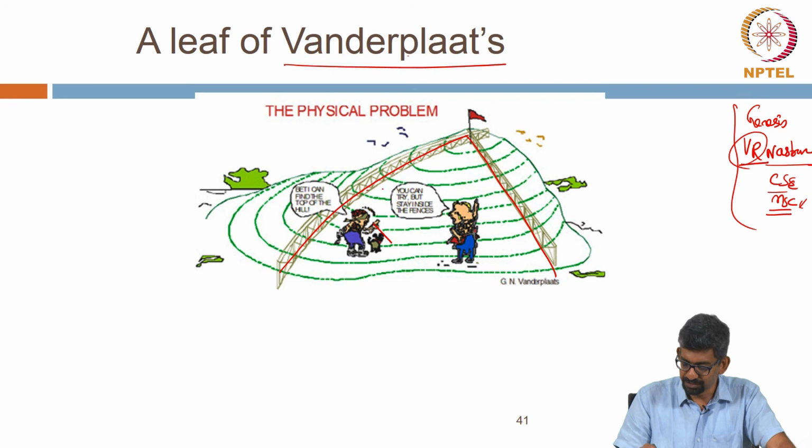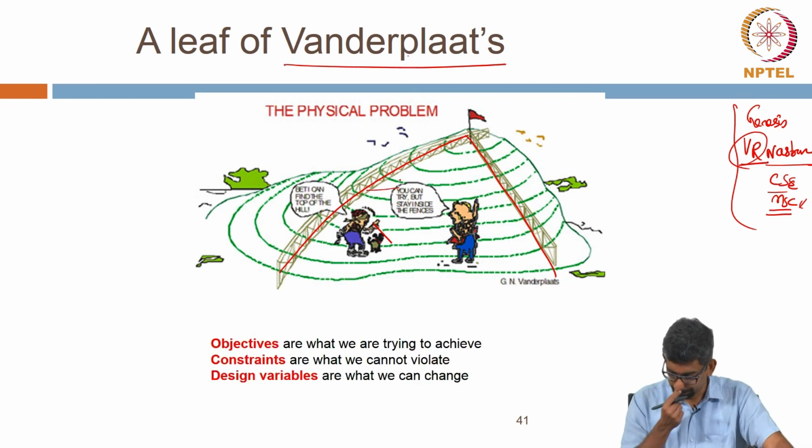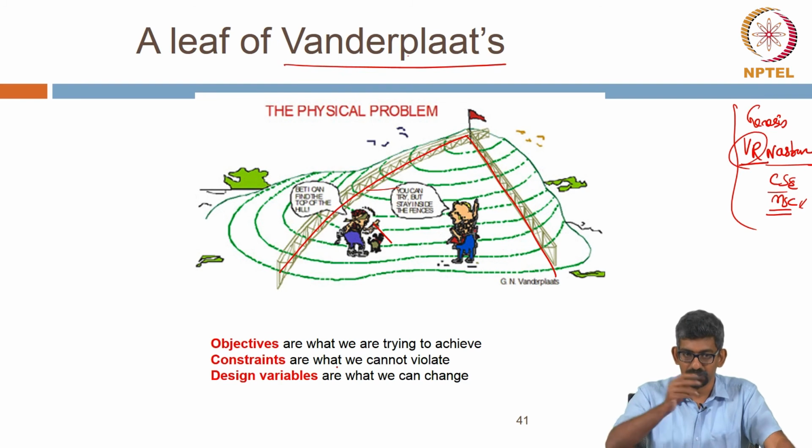So, if you touch your fence you will have to come back, that is what it says. Okay. So, how will you go about it? Objectives are what you are trying to achieve. What is it that I am trying to achieve? I am trying to go to the top of the hill. Constraints are what you cannot violate. What is it that you cannot violate? The fences, I cannot go beyond the fences. The design variables are something that you can change. What is it that I can change? The direction in which I am traveling and the distance I am traveling in that particular direction. That is all I can do.